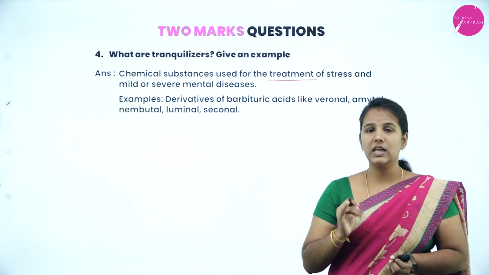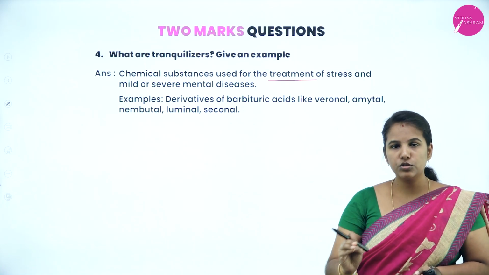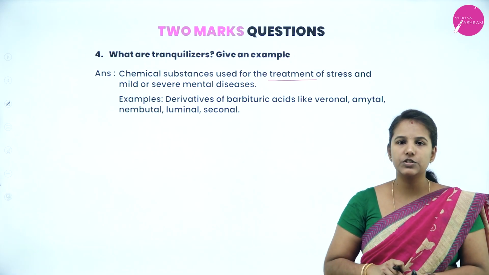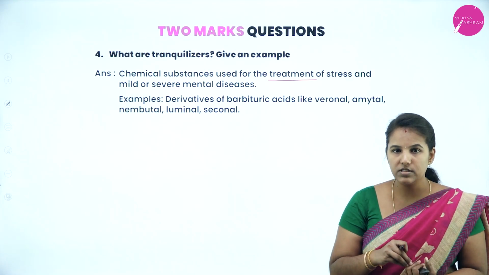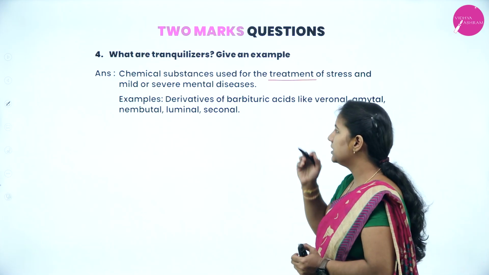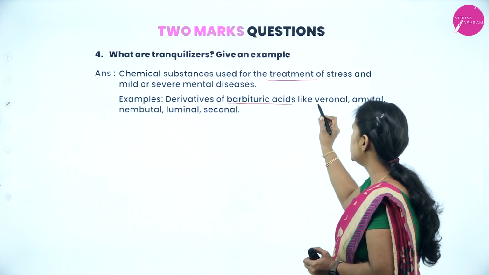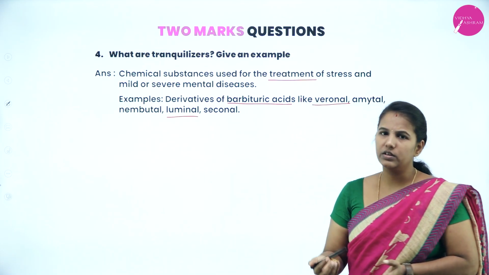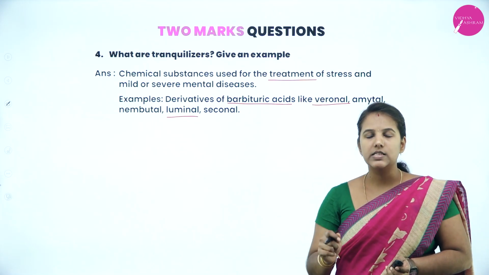Tranquilizers are the chemical substances which are given to patients when the patient is having too much anxiety, too much stress, mental disorder or depression. To those patients, we are going to give tranquilizers. Examples are derivatives of barbituric acids like veronal, amytal or luminal. Any of the derivatives of barbituric acids, we can write for tranquilizers.